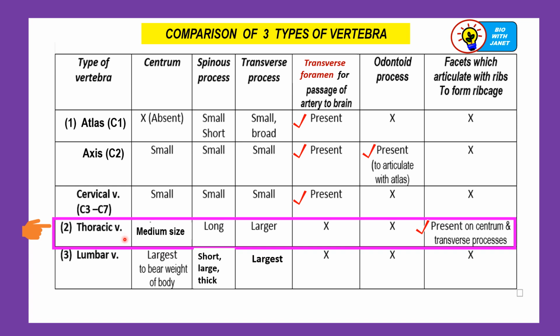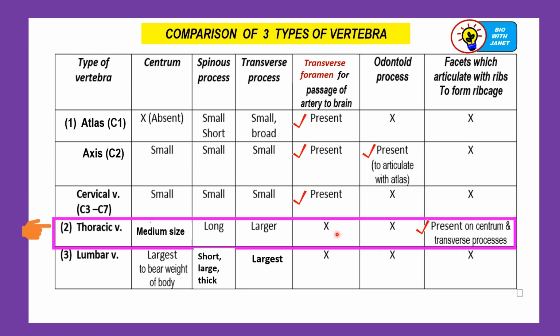There are 12 thoracic vertebrae. So the thoracic vertebra has a larger centrum compared to the cervical vertebrae. It has a comparatively long spinous process that projects downwards, right? And then it has a larger transverse process compared to the cervical vertebrae. So the size of the thoracic vertebrae are more or less medium size compared to the other vertebrae, right?